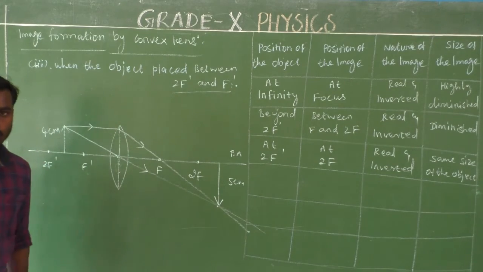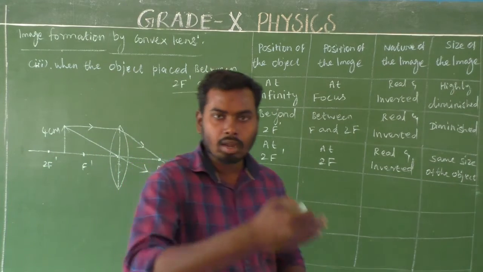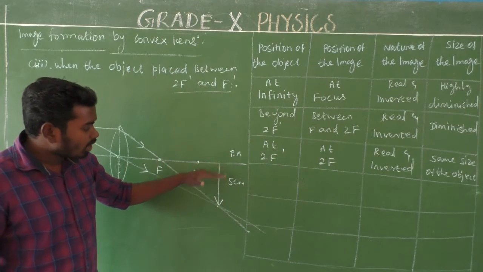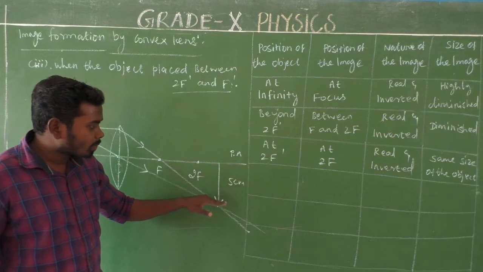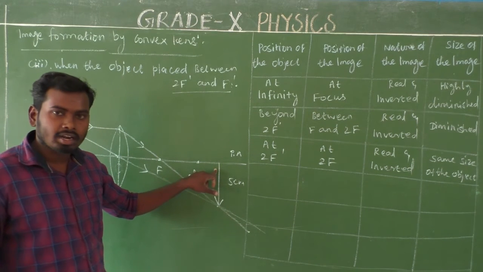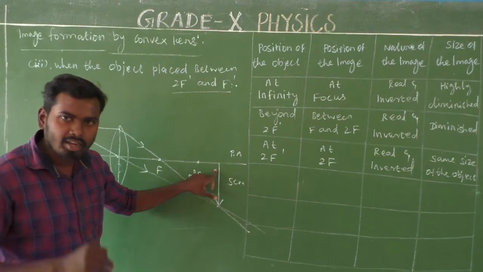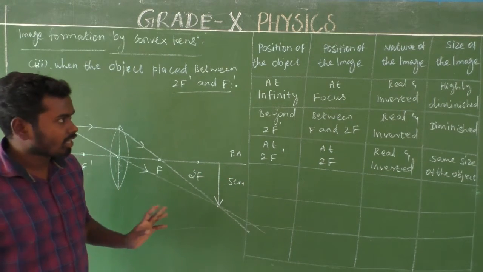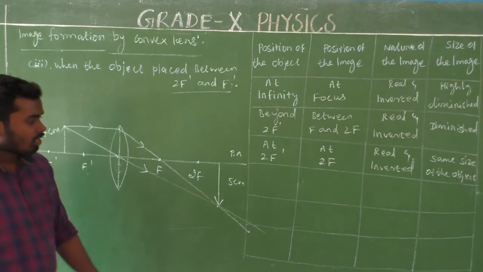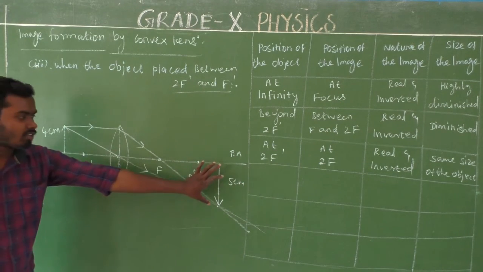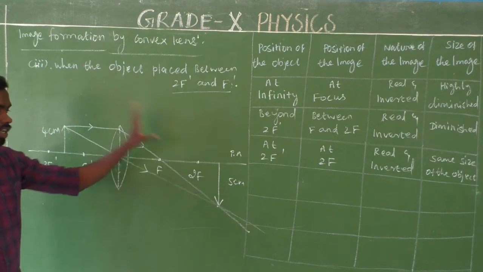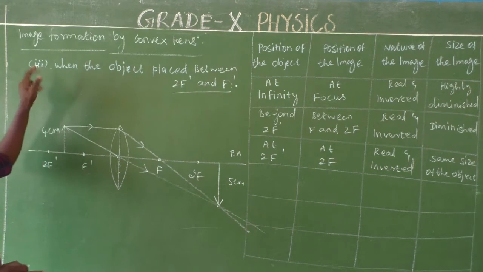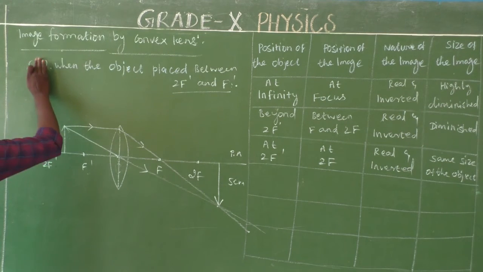What is the nature? Nature means whether the image is a real image or a virtual image. Here, the image is formed below the principal axis, so that image is considered a real image. All real images are inverted images. Next one, what is the size of the image? The image is enlarged, which means more than the size of the object. That's all. So this is the fourth condition.